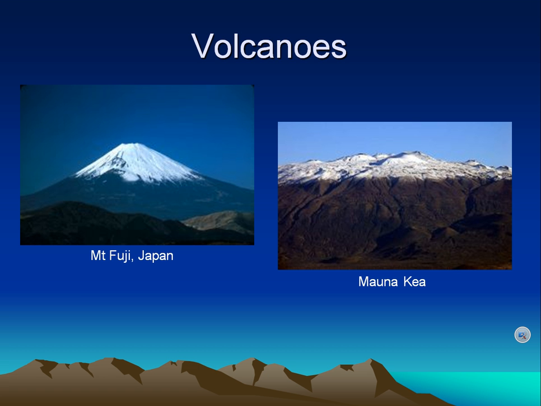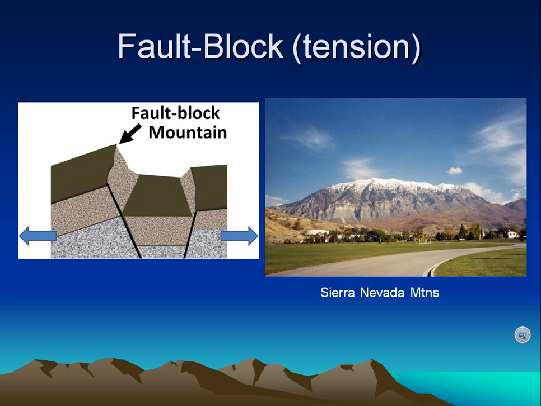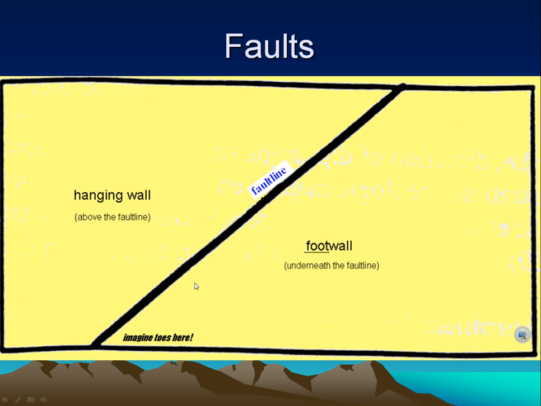Volcanoes include Mount Fuji in Japan and Mauna Kea in Hawaii. And these are some fault block mountains. The land is being pulled apart, tension, as you see in this image on the left. And the Sierra Nevadas, this is an example, on the right. Some pieces get pushed up, others fall down to produce the mountains.